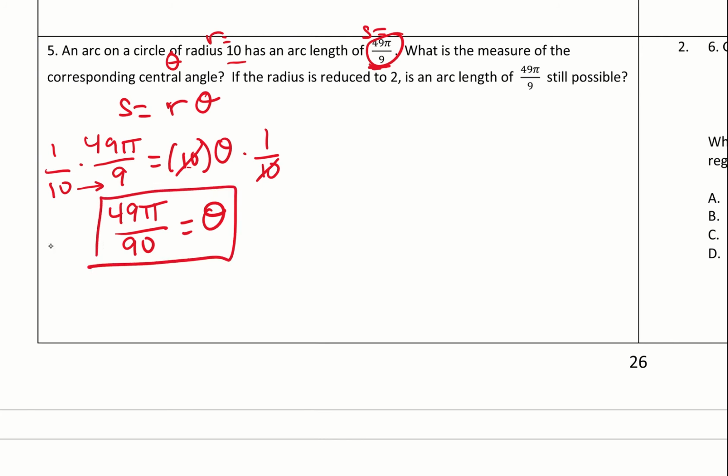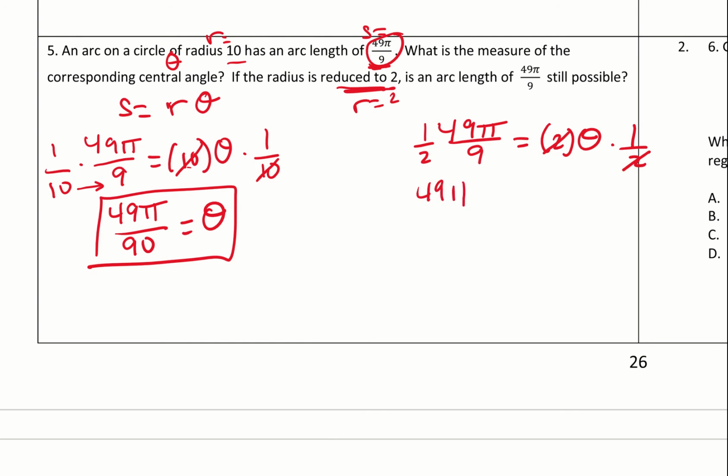Now to answer the second part, if the radius is reduced to 2, so the radius is now 2, sorry. Is an arc length of 49 pi over 9 still possible? So let's go ahead and plug it in. 49 pi over 9 is equal to the radius, which is now 2, times theta, so we'll multiply by a half to cancel. So this now becomes 49 pi over 18 is equal to theta.